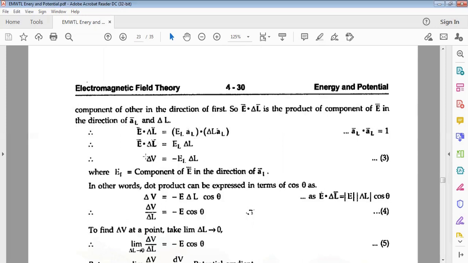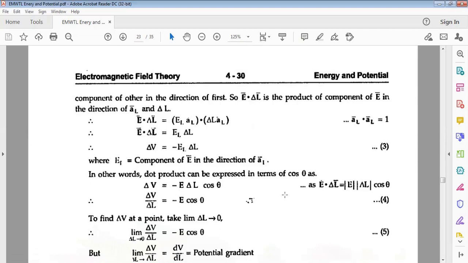And delta V is equal to minus E_L delta L, where E_L is the component of E bar in the direction of delta L. So with angle theta, using the dot product, we can consider delta V is equal to minus E bar dot delta L bar. E bar has magnitude E and delta L bar has magnitude delta L, and cos theta, the dot product.